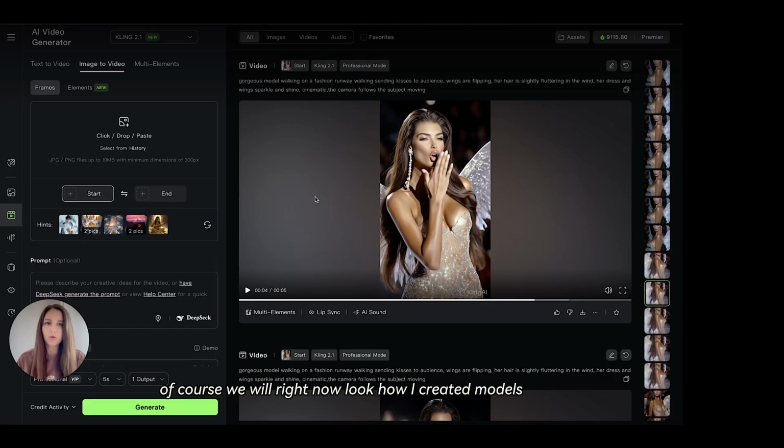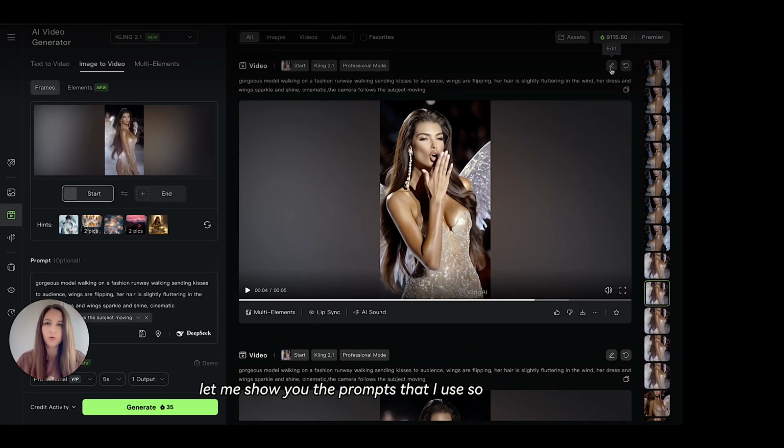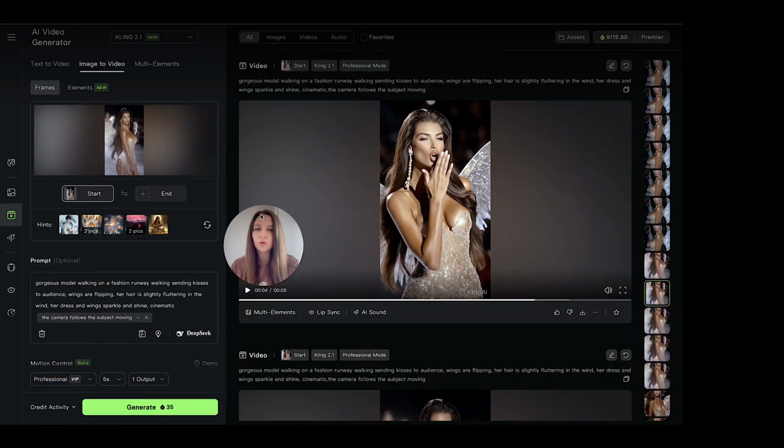We will right now look at how I created models, some aesthetic reels, what presets I use, what prompts I use. So just be inspired by my prompts. You can use my prompts, you can use everything, but just remember that only you can find the way to do your videos in the right way. Just make sure that you understand the final result that you want to achieve. So if we're talking about model videos, as will be our first example, let me show you the prompts that I use.